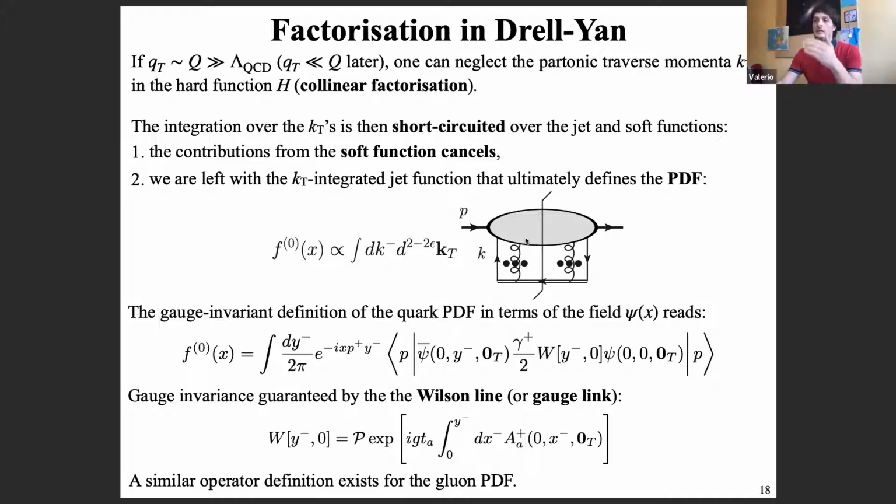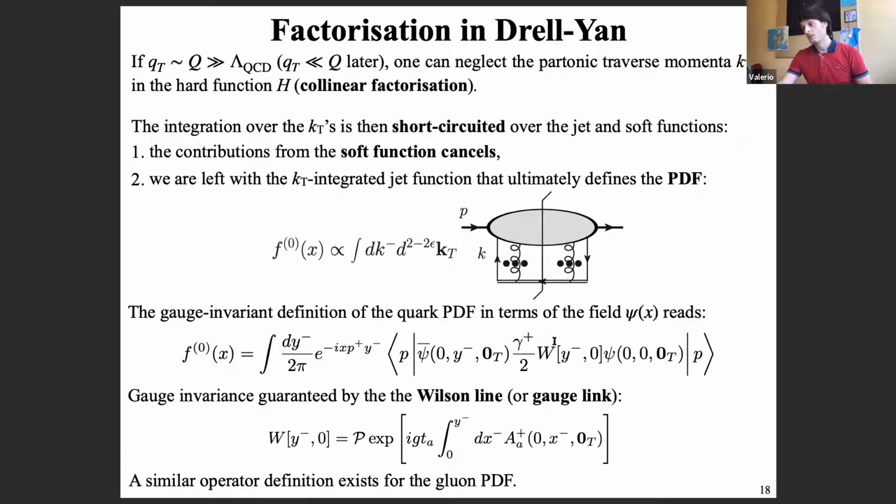And this is what is schematically shown here. This diagram is of course in momentum space, but you can also translate it into configuration space, and this gives us the gauge invariant definition of the quark PDF in terms of the quark fields psi. You have already seen this definition yesterday. It's written here again, but this should tell you more or less where this definition comes from.